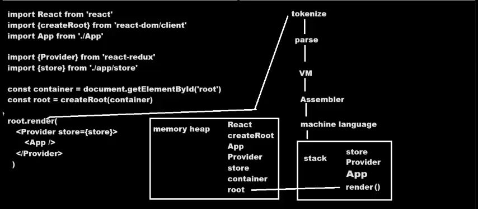At last, we have root.render. It means that our root object has a method render, and the parameter of that method is Provider with the props store equals store. We have an open tag of Provider and a closed tag of Provider. Provider is a React element, and it means it provides Redux to React. App is between the open tag Provider and the closed tag Provider.